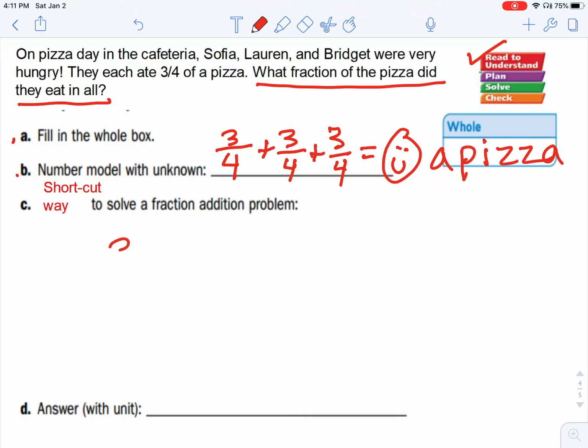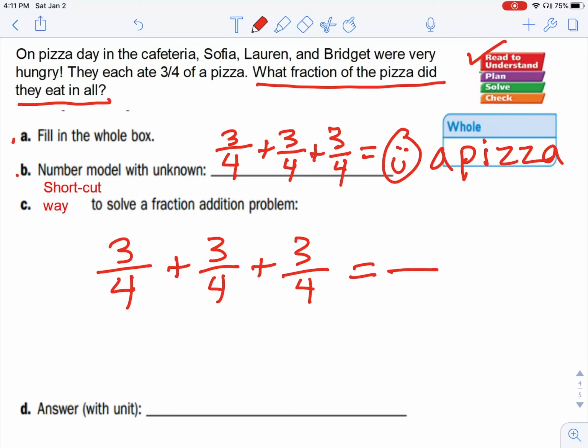So we could just notice, now that we've done our visual models, we have a good sense of fractions, that when you add 3/4 all these times, I'm just adding my numerators and my denominator stays the same. Ta-da! That is the most beautiful trick of adding fractions. When they have the same denominator, it stays the same and we just add the numerator. So 3 plus 3 plus 3 is 9. This would be the same thing as 9/4. So they ate 9/4 of a pizza.